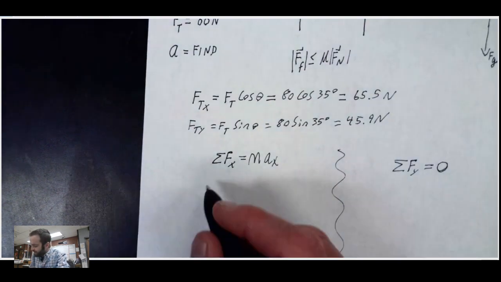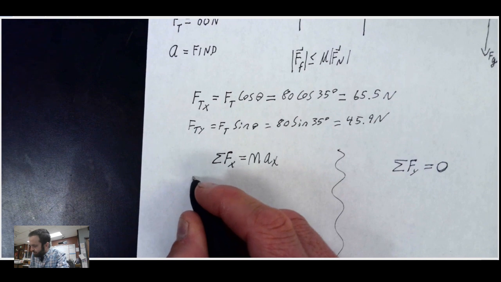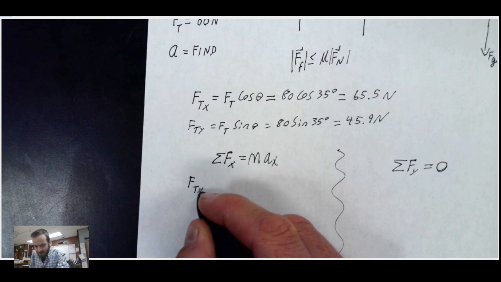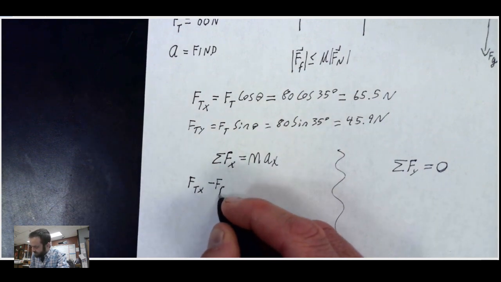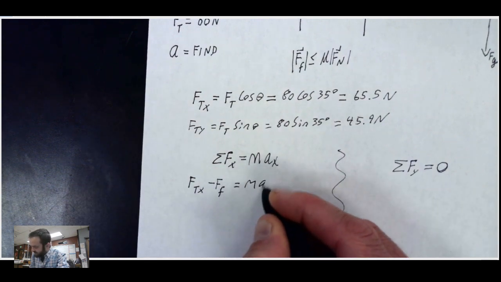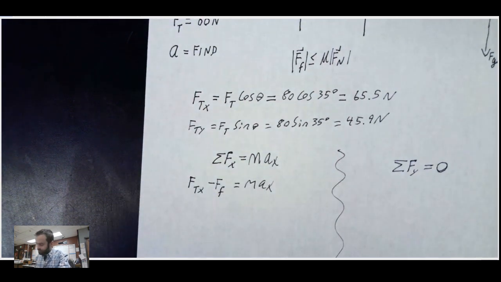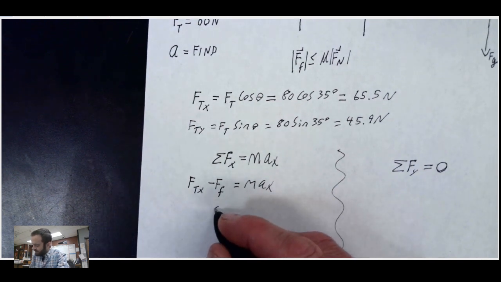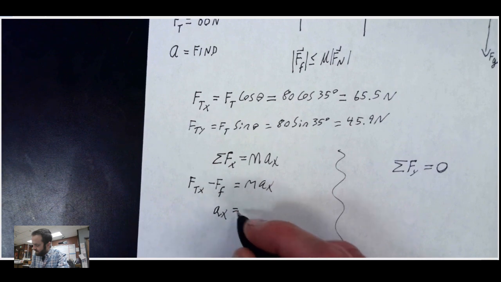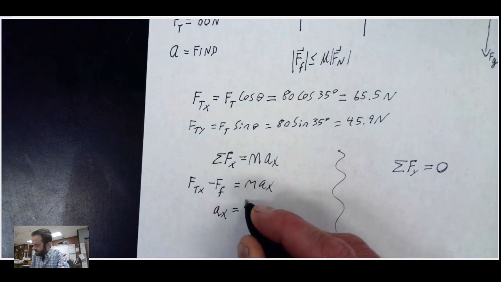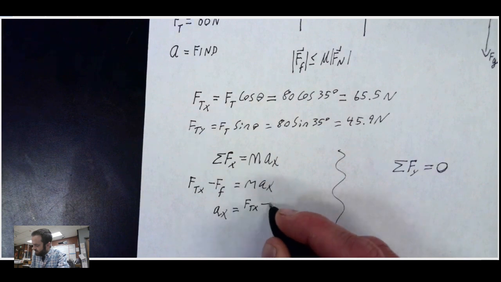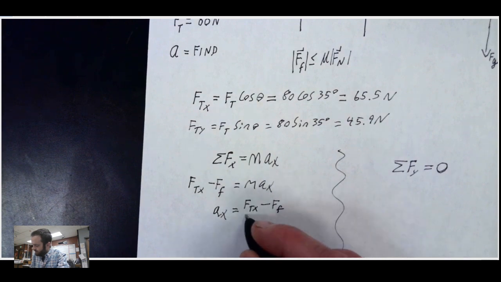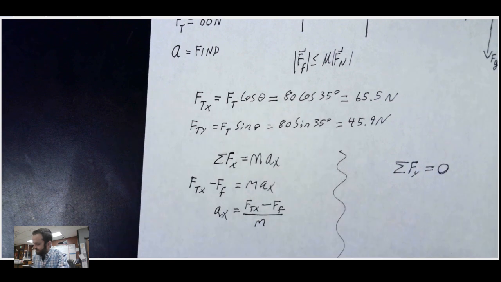So what I'm going to say is, since I defined positive is to the right, my force of tension in the x direction minus my force of friction is equal to mass times acceleration in the x direction. Now we're trying to solve for this MA, or for this acceleration in the x direction. So I'm going to do just a little bit of rearranging algebraically here, and I say the acceleration in the x direction is going to be the force of tension in the x minus my force of friction, all divided by the mass of this block.